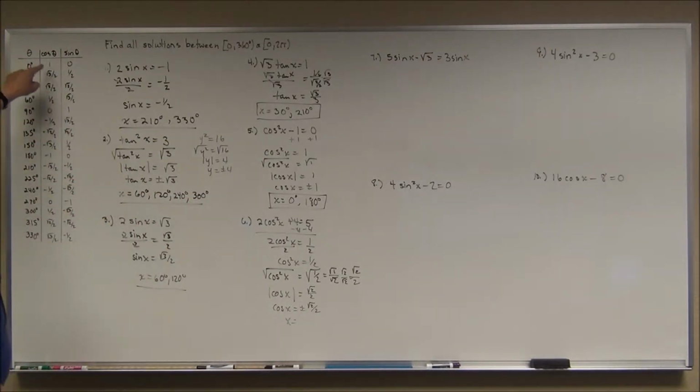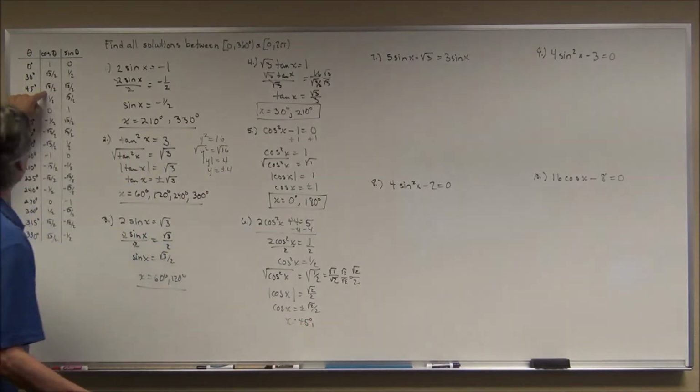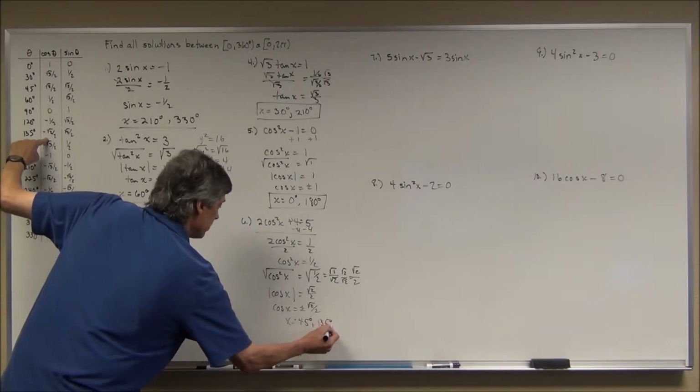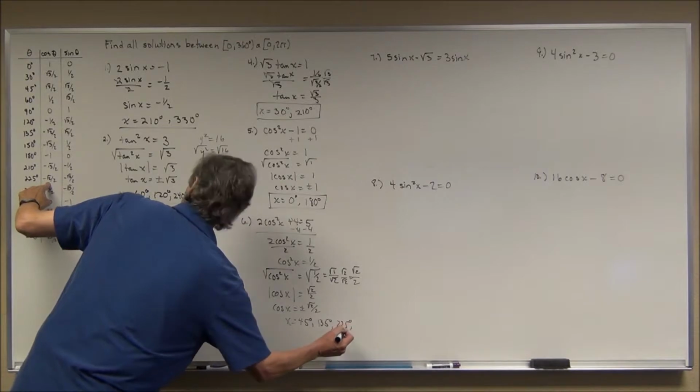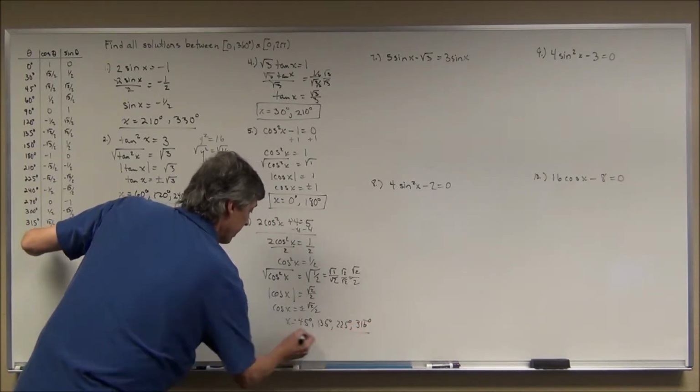For cosine, square root of 2 over 2, that happens at 45. Hopefully you can still read this, my pen's starting to fail. 135 degrees, 225, and all the way down here to 315. So I have 4 answers there.